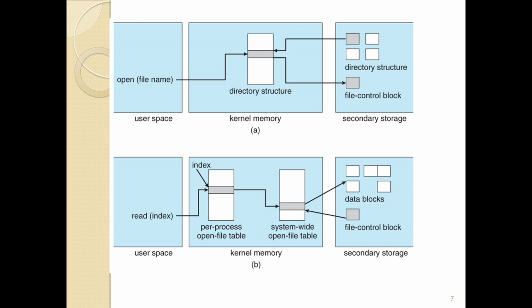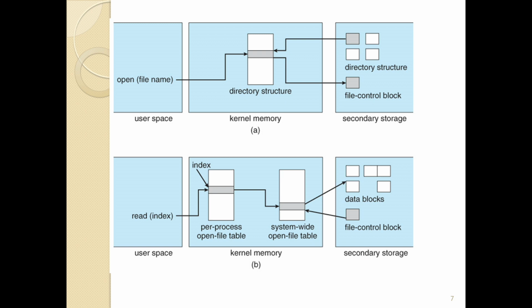If another process already has a file open when a new request comes in for the same file, and it is shareable, then a counter in the system-wide table is incremented and the per-process table is adjusted to point to the existing entry in the system-wide table.